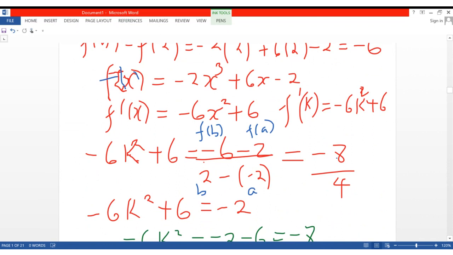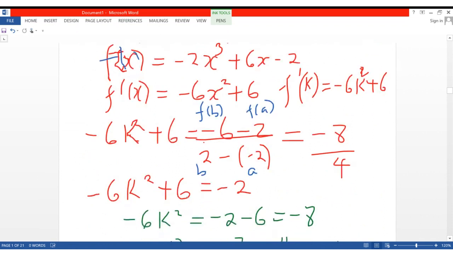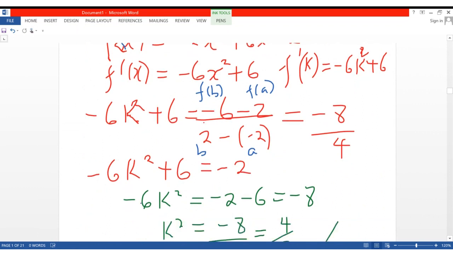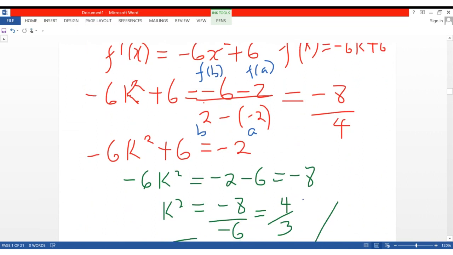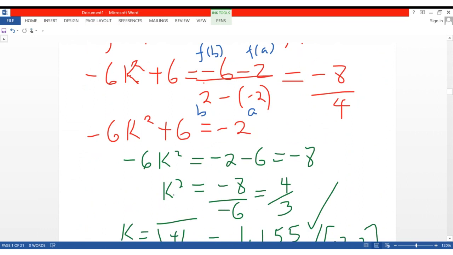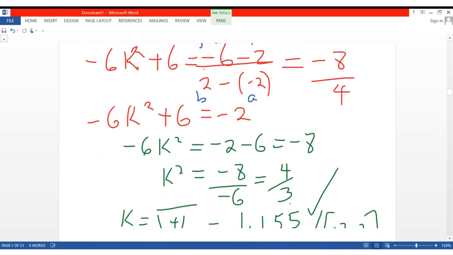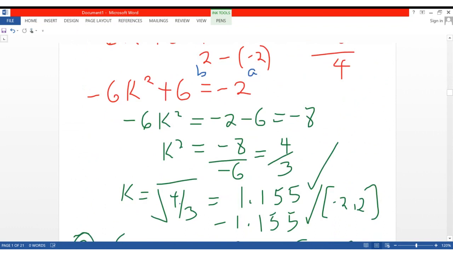Now this one is almost a quadratic equation, but it is easy. There's no b term, so I brought like terms together. When 6 crosses over, it becomes negative. So I got negative 6k squared equals negative 8. Then it is just a matter of solving for k. So k squared, I got as 4 over 3. Because I need the value of k, I look for the square root. For the square root, we need two values, which are 1.155 and negative 1.155.